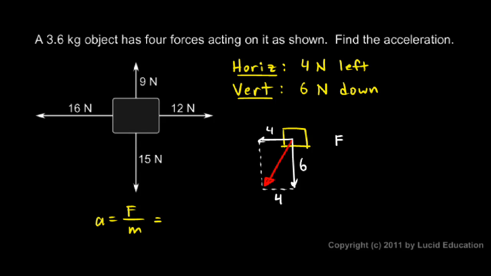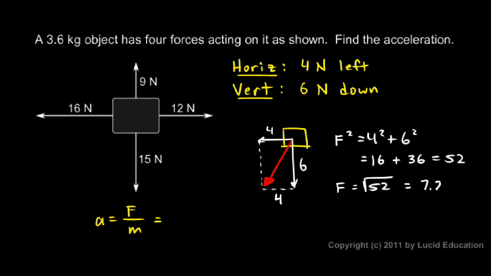So let's do the math. F squared is going to be 4 squared plus 6 squared, and that's 16 plus 36, and that comes out to 52. So F is equal to the square root of 52. And we do that on the calculator, and it comes out to 7.2 newtons. That's the net force. 7.2 newtons in that direction, down and to the left, and a little bit more down than left. And that's the number I'm going to plug in right here for the force.